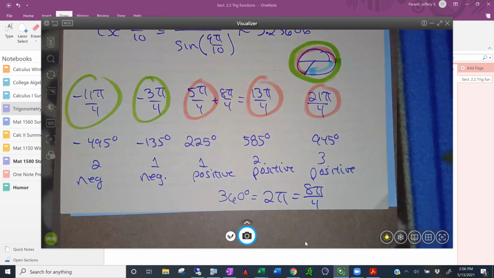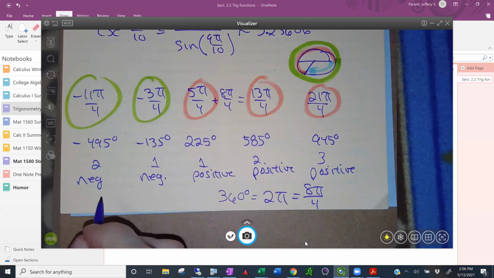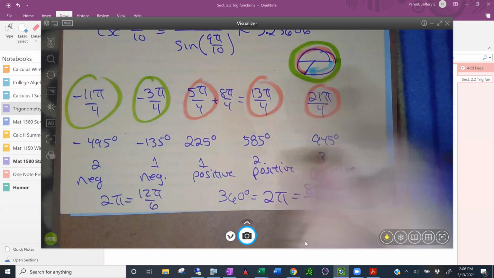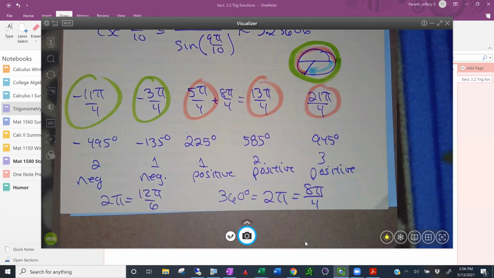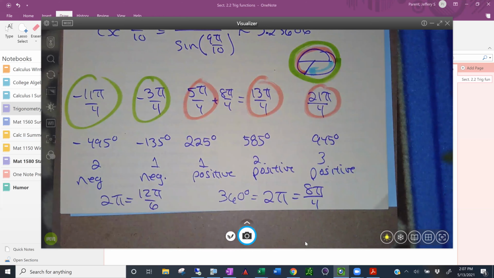In your homework, you may end up with pi over 6 or something like that, but it's the same idea. If you had to add something and your term up here was pi over 6, then you can write 2 pi as 12 pi over 6, and then do the same thing we did here with pi over 4. That's probably one of the harder ones that you'll see in the homework.